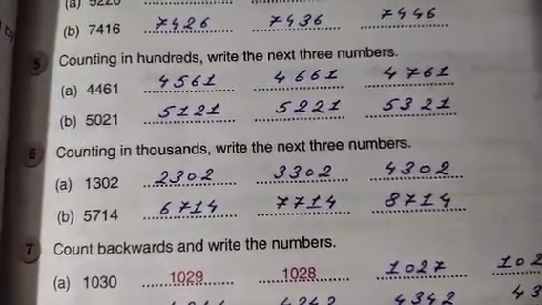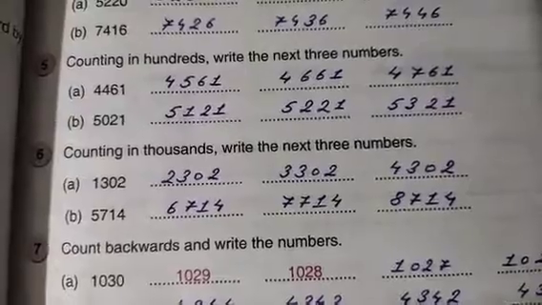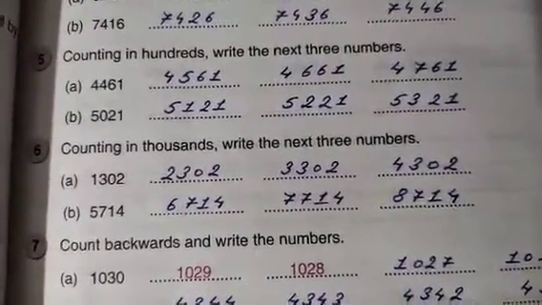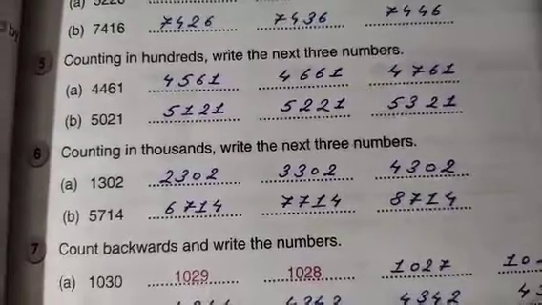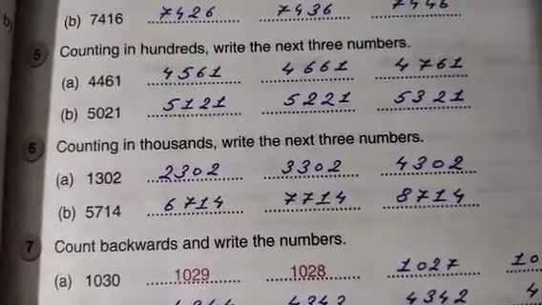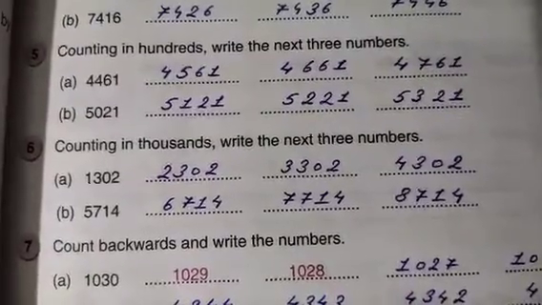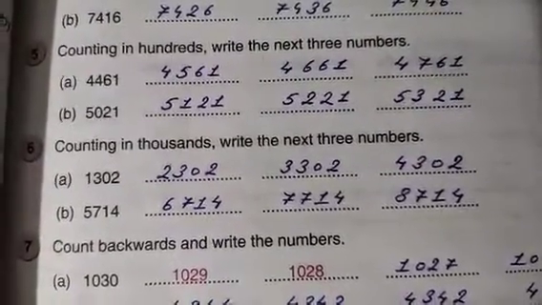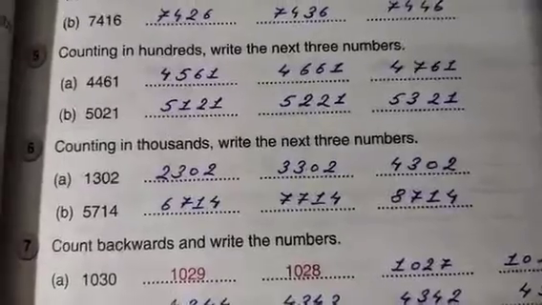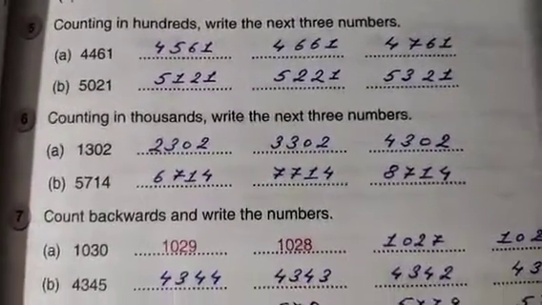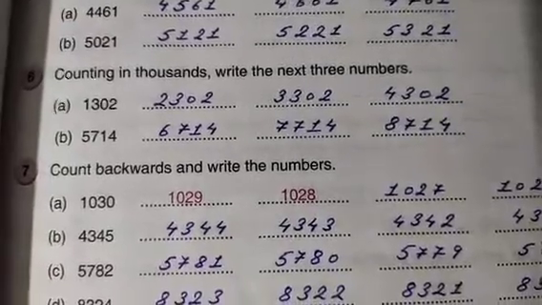Next, B. 5121. Sorry, the first one is 5021. The question is given 5021. So the next number, if you skip 100 numbers, you will get 5121. That means if you add 100 to 5021, you will get 5121. Then 5221, 5321, and it will go on.